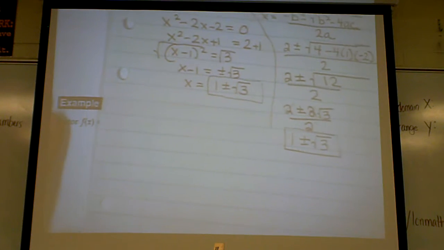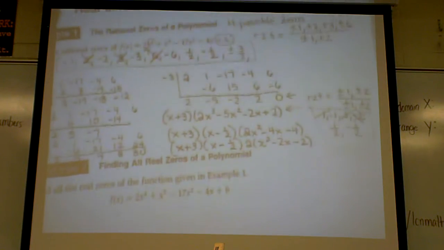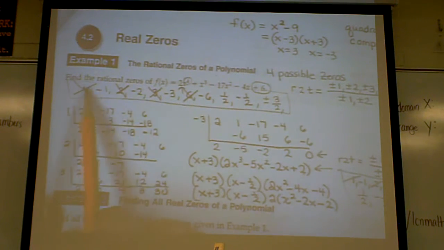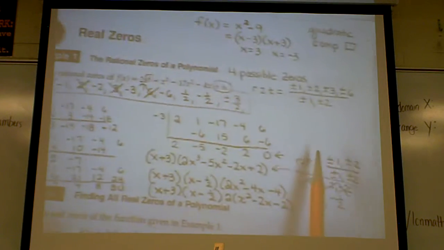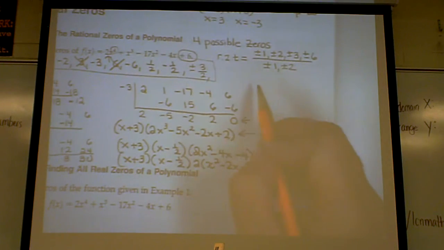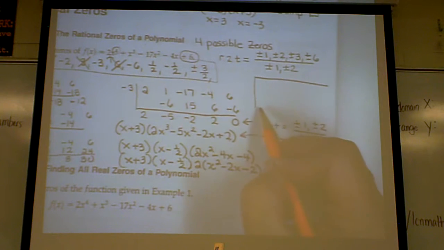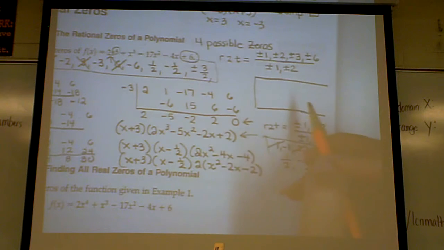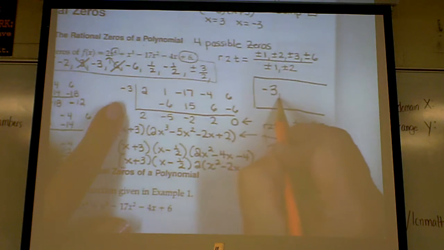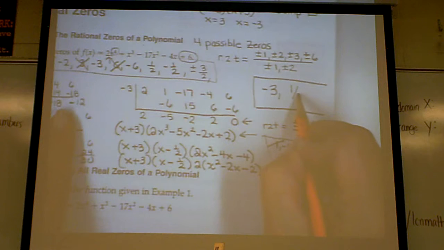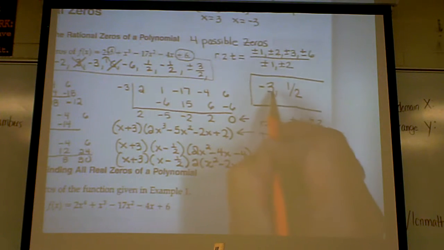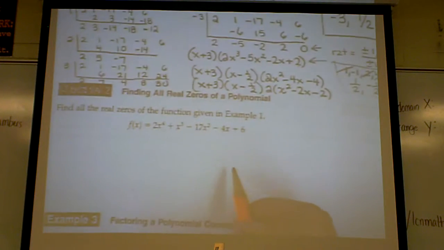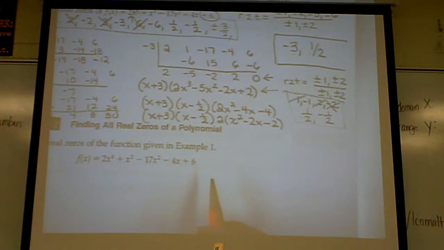So let's answer our question. It says for number 1, example 1, it says find all the rational zeros. What are you going to say are your rational zeros for this answer? What are they? What are the rational zeros? -3 worked, and 1/2 worked. These are rational zeros. You can write x equals -3, x equals 1/2.